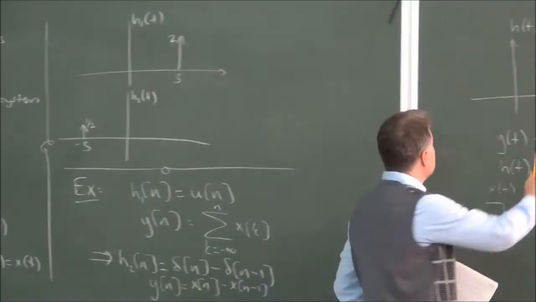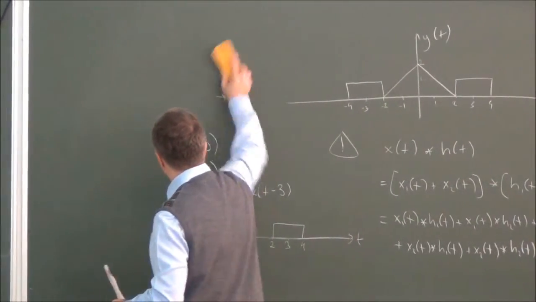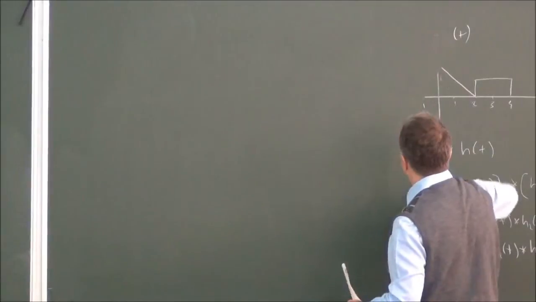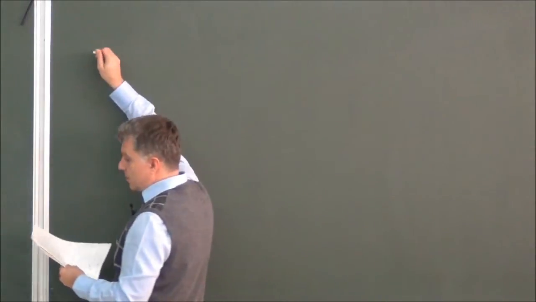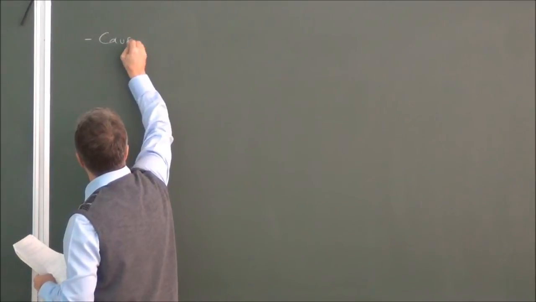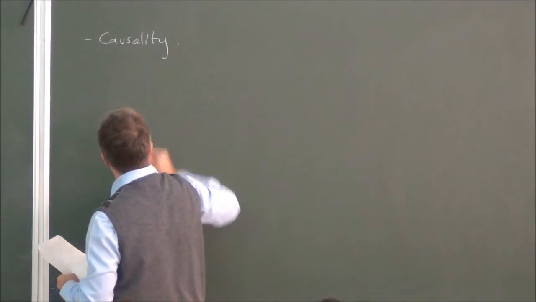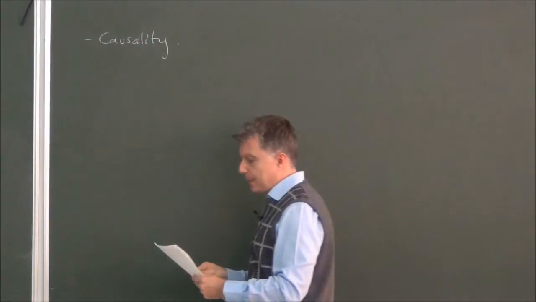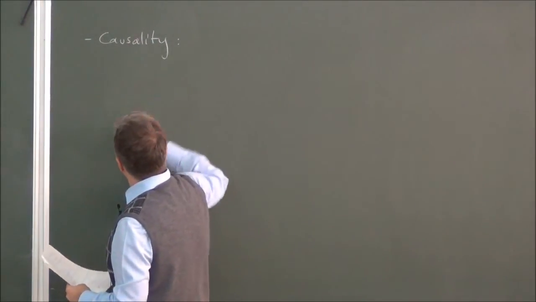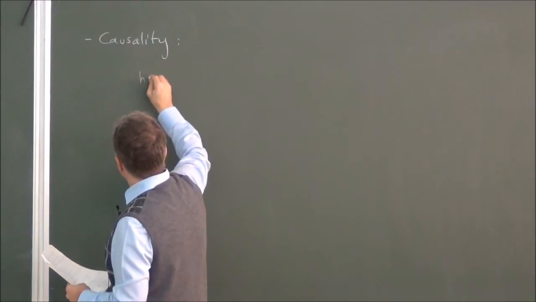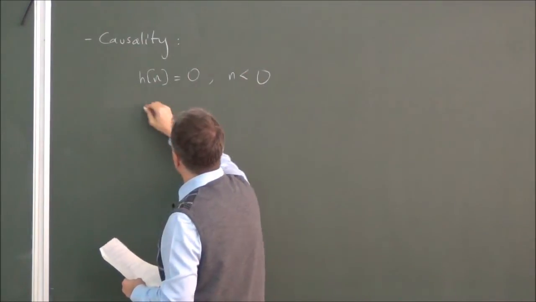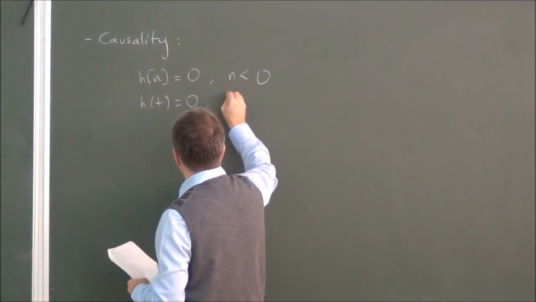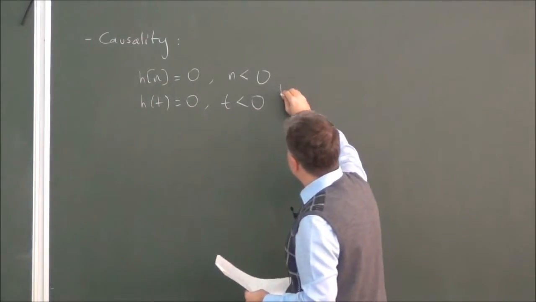Okay. So we have seen LTI systems. Let's continue with the third property. That is causality. Is it a causal system or not? Causality is like this. If h[n] is equal to 0 for n less than 0, or h(t) is equal to 0 for t less than 0, then your system is causal.